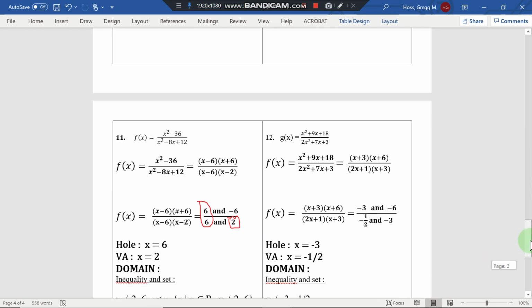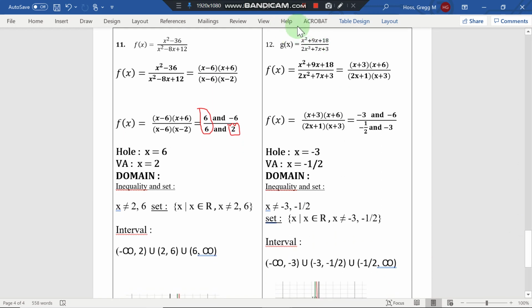All right, lastly, our last example problem. We have (x squared plus 9x plus 18) over (2x squared plus 7x plus 3). The numerator factors into (x plus 3) times (x plus 6). The denominator factors into (2x plus 1) times (x plus 3).